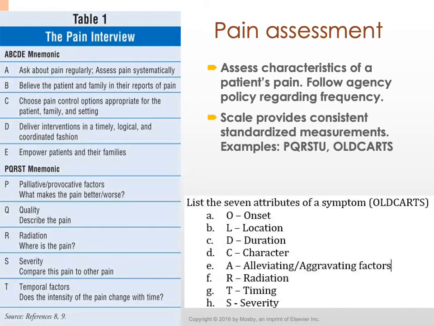And OCARTS is very similar. Onset: when did it start? Location: where is it? Duration: how long has it been going on? Character: is it dull, stabbing, throbbing? Alleviating, aggravating: what makes it better, what makes it worse? Radiation again, and then timing, and then severity, same thing as intensity, with a 0 to 10 scale for that.